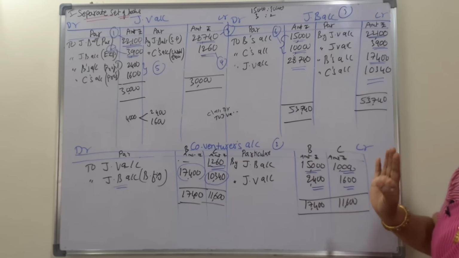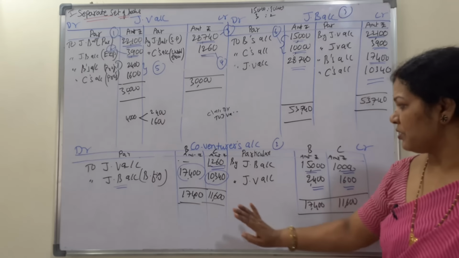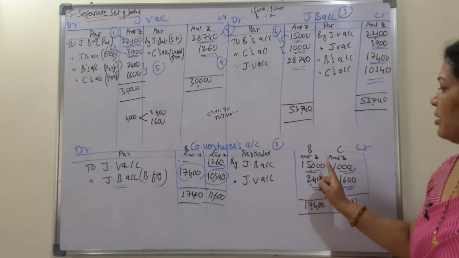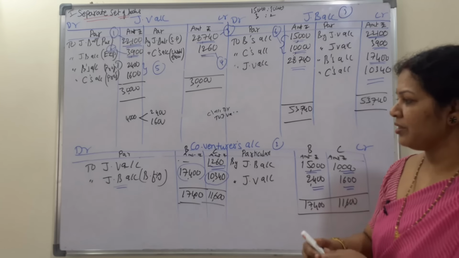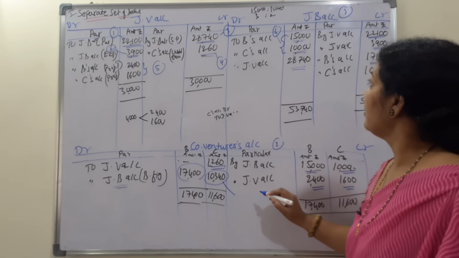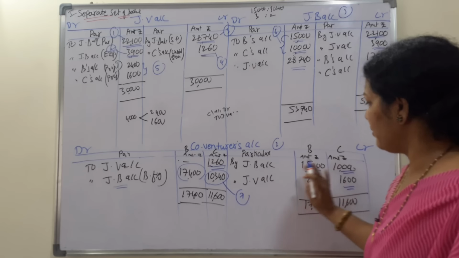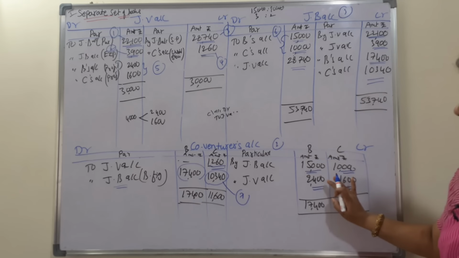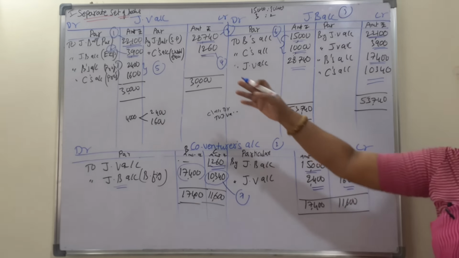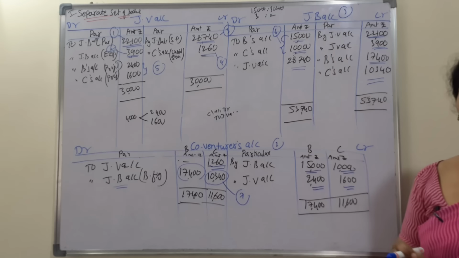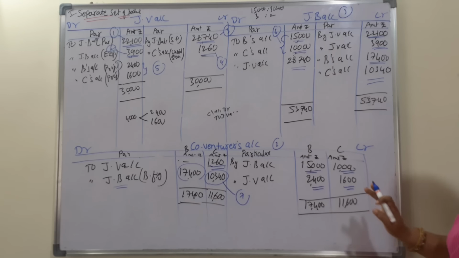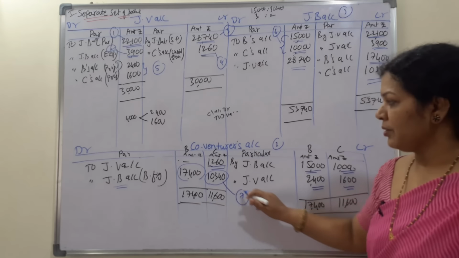Next, coming to the co-venturers, debit to credit, everything is over. We are not writing an entry for this because it is already done either in the joint venture or the joint bank account, which we have already completed. So now what else is there here? The balancing figure.